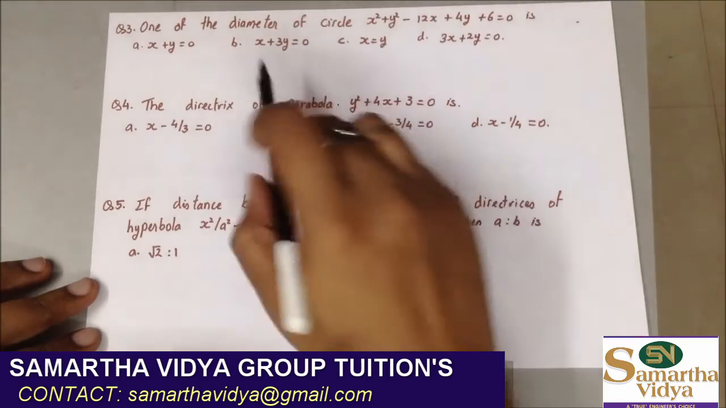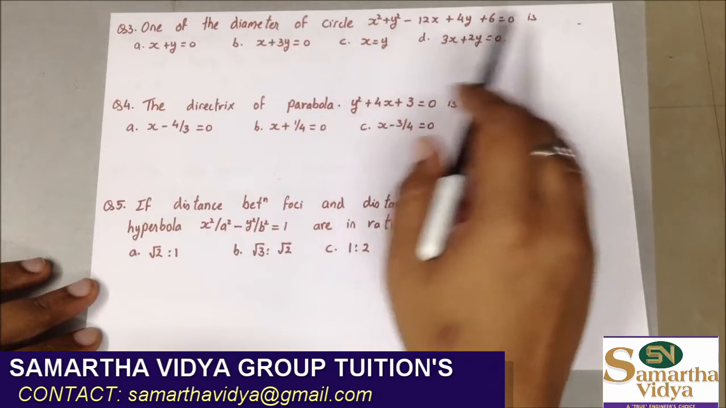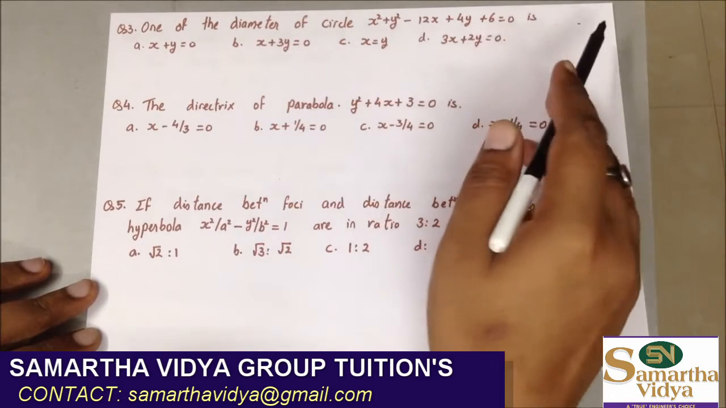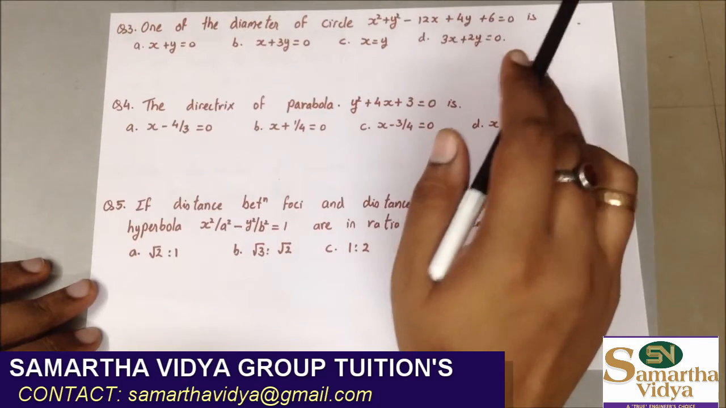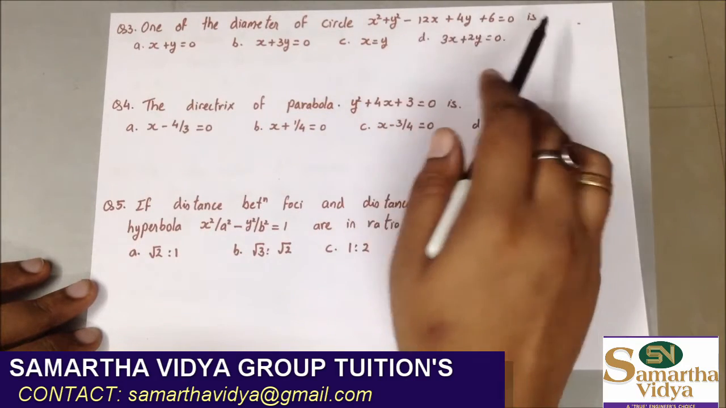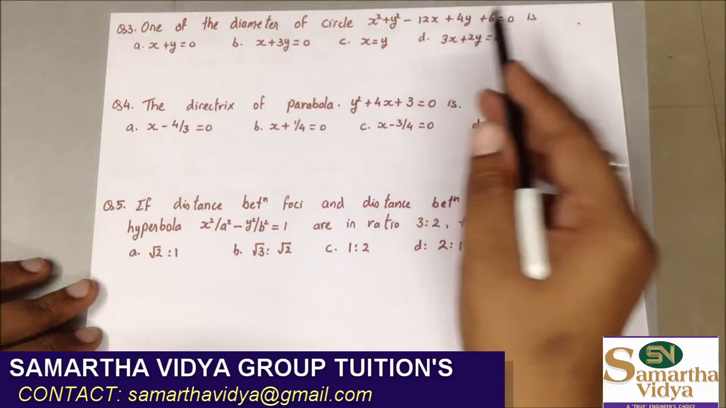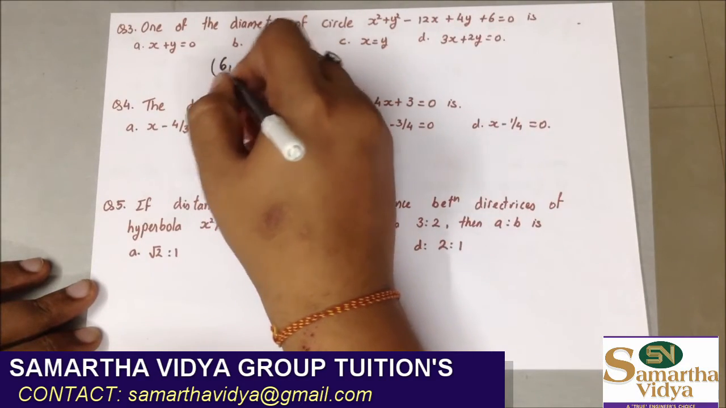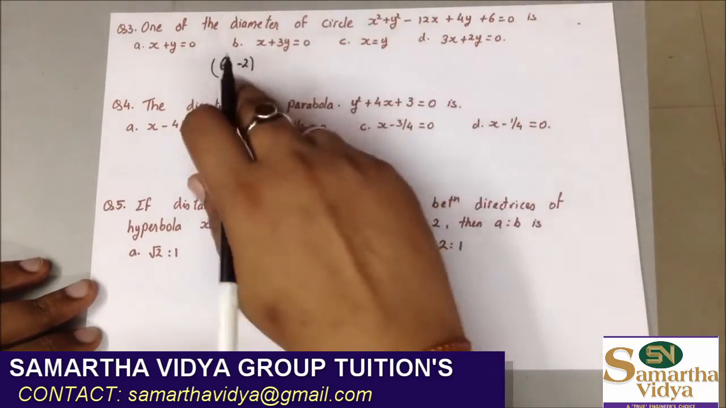Moving on to the next one, we have one of the diameter of the circle is going to be what? So we need to find the equation of the line which is going to be diameter of the circle. So using the concept of basically finding the center of this particular circle, you can see that the center is going to be nothing but 6 comma minus 2. So I need to find the equation which is going to be satisfying this.